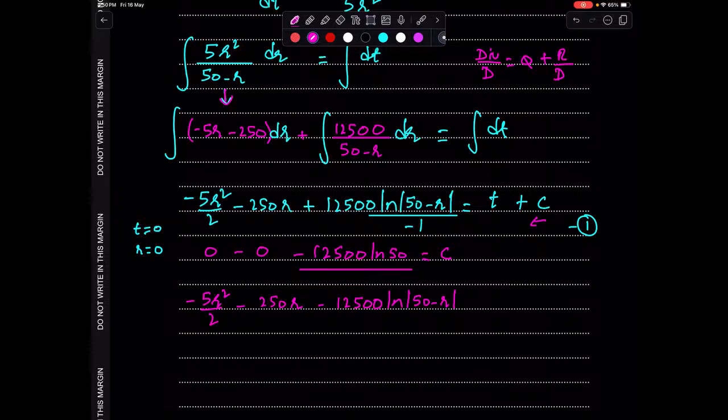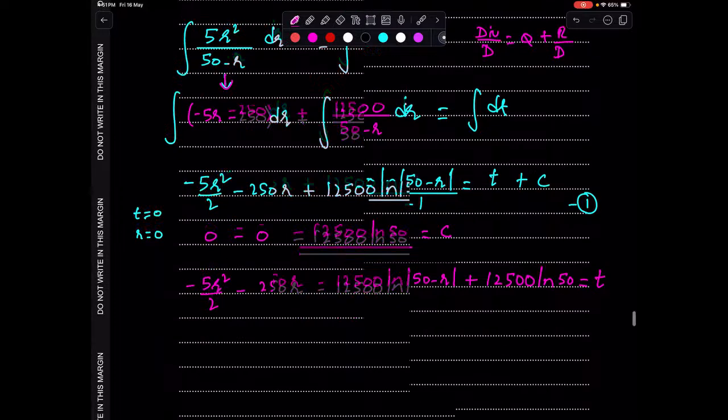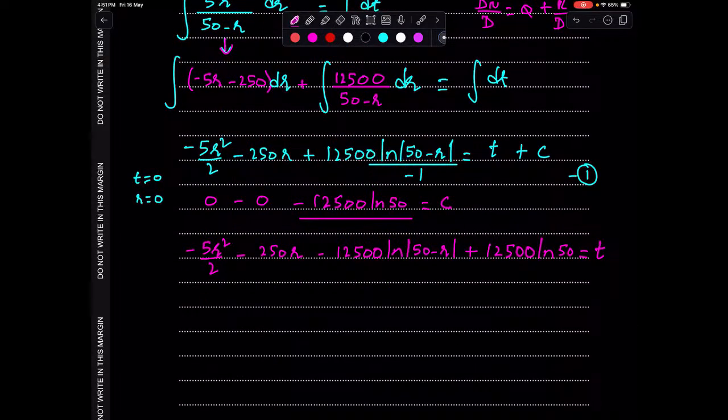I'm shifting C on left side because I have to make T subject. So when we will shift C on left side, it will become minus C. So minus C is plus this. If I replace this value here, I will get minus 12500 ln 50 here. So when I shift this on left side, I'll get plus. So make sure you write this step carefully. You can do this in next step as well. So this is T. And this is what we had to find.